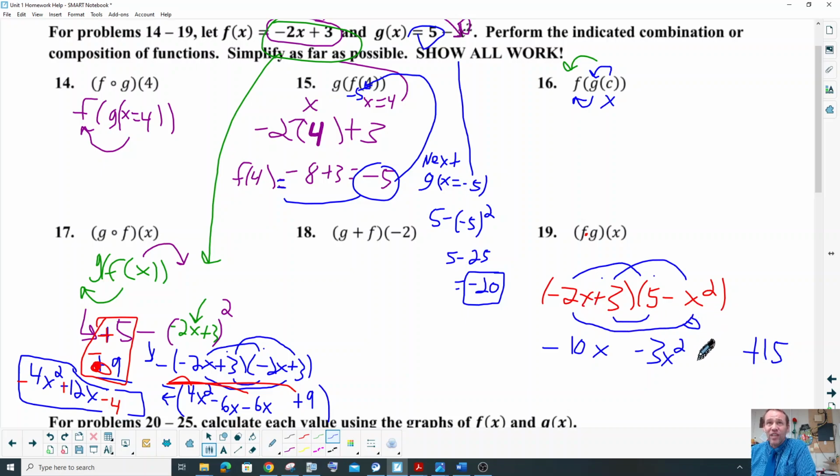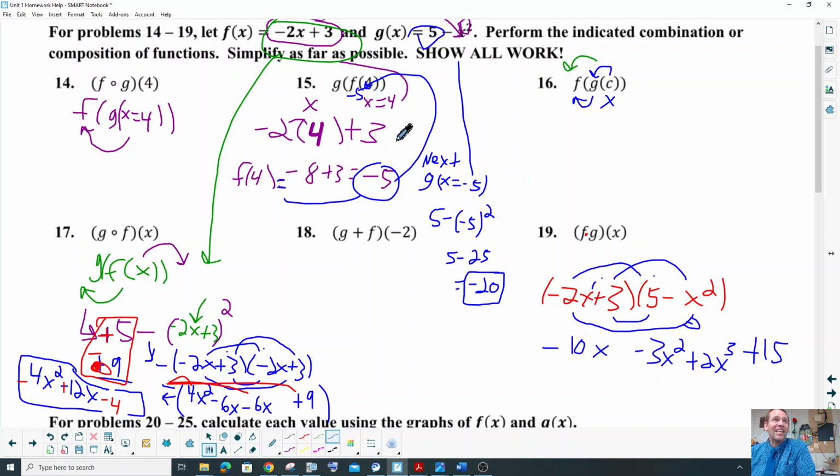So that's going to be negative times a negative is a positive. And then 2x times x squared, you have to add the powers, 1 and 2, that's 3. So that's going to be positive 2x to the third power. Woo! So that was a tough one.